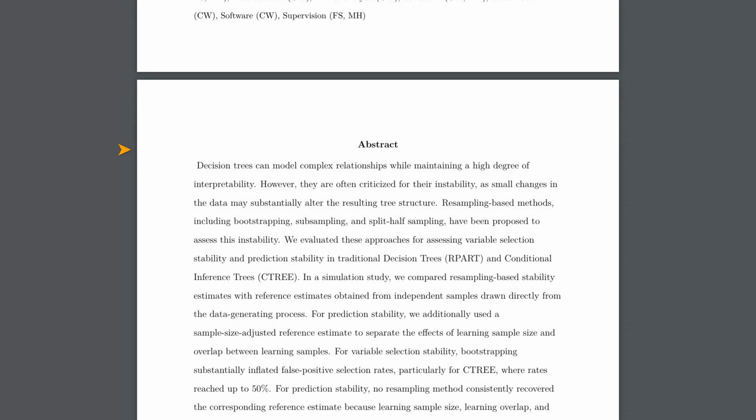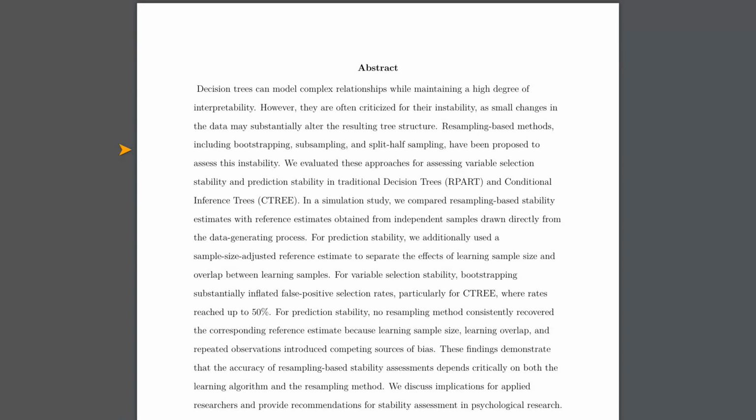Let's talk about variable selection first. This is about which pieces of information the tree decides are important. When they used a technique called bootstrapping, where they randomly sampled data with replacement, it told them that many variables were important even when they weren't. This is like a false alarm, a false positive. For the trees, this happened so much that almost half the time, the tree was incorrectly flagging a variable as important. That's a huge problem if you're trying to understand what actually matters.